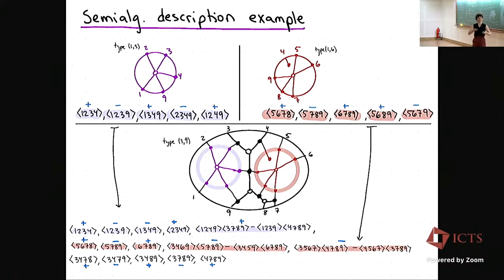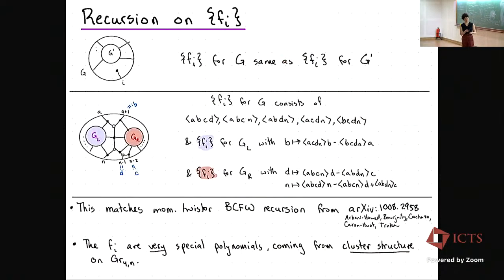Okay, so great. I have a semi-algebraic description for this. It's recursive. Maybe that doesn't feel like such a good thing, but one thing that is good is that the recursion we're doing here matches exactly with the momentum twistor BCFW recursion from the all-loop BCFW paper. So as a mathematician, I shamefully don't know all the physics behind that recursion, but whatever the physics is behind that recursion, it's the same as what's happening in our recursion, right? So we are doing the right thing. The geometry is really matching up with what it should on the physics side.